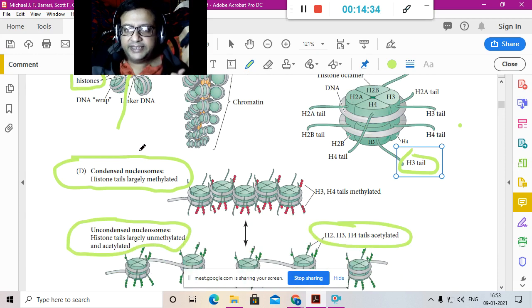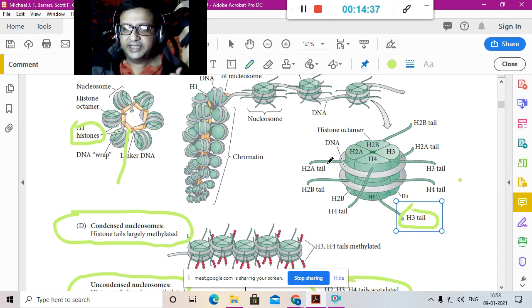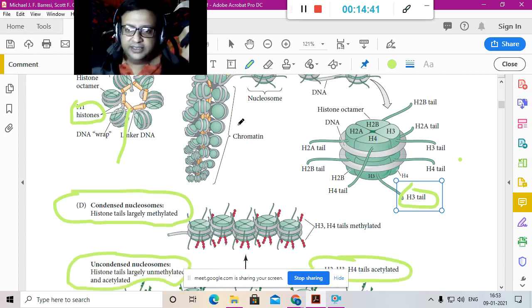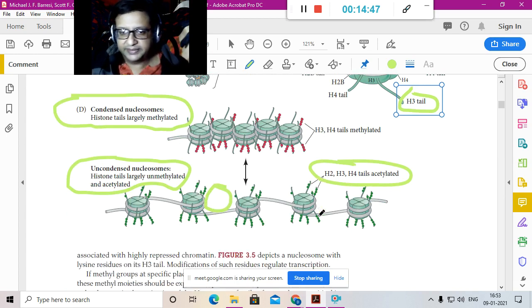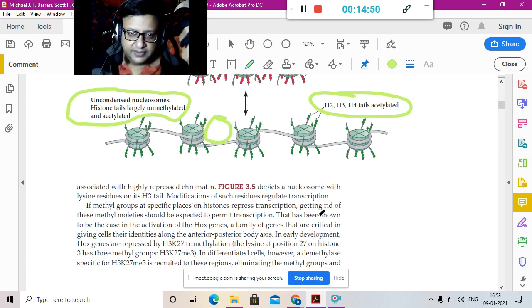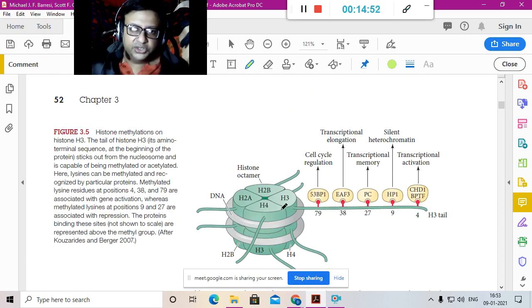But if you acetylate these tails which are coming out, then they are uncondensed, and then the DNA is free, and then RNA polymerase can bind over here, but then this also unwinds later. So histone tail modifications control condensing and uncondensing, making genes either accessible or inaccessible for the transcriptional machinery to bind.